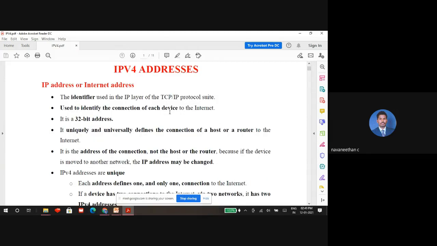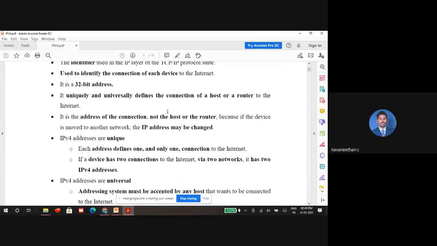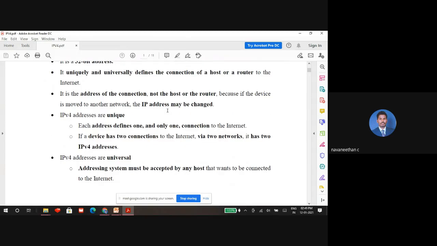As I said, it is 32-bit. It is unique and universal. Basically, you might have known what is unique and what is universal. Each address defines how a device is connected to the internet. And universal means the address system applies to how each and every host is connected.